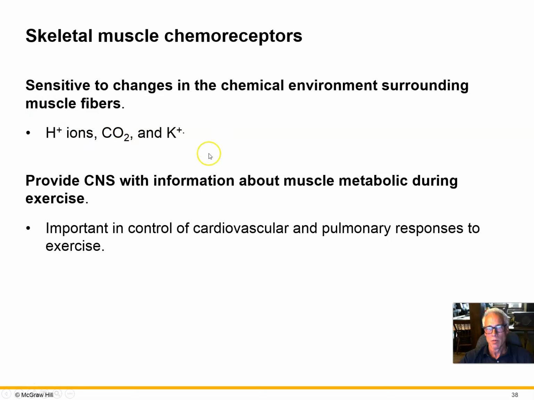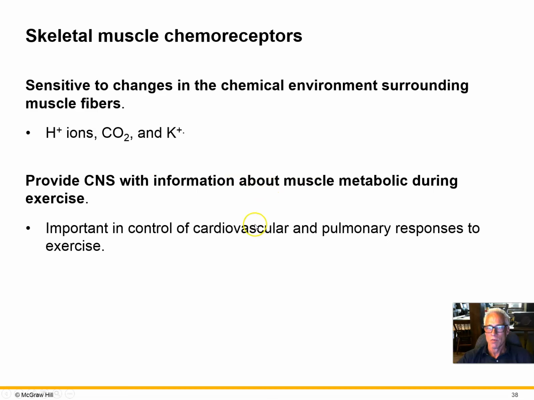Carbon dioxide accumulation. Potassium ions building up from so many action potentials and repolarizing of membranes, and potassium ions leaking out of the cells during that repolarization phase. Anyway, all the chemoreceptors report to the brain on the degree of metabolism that must be taking place to produce all these waste products of metabolism and exercise activity.